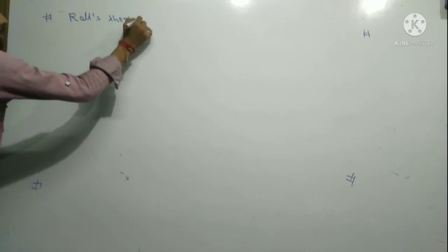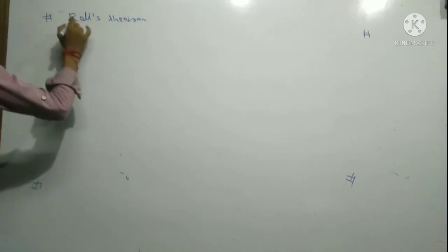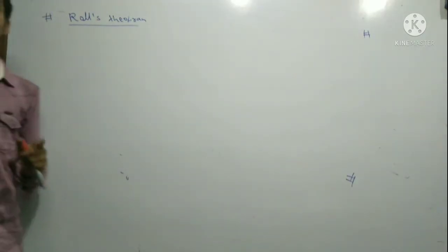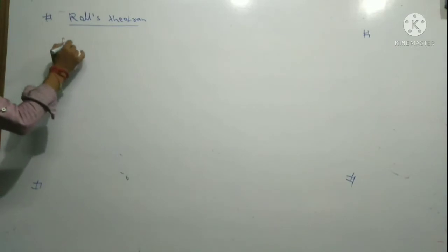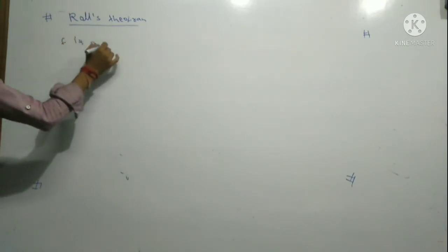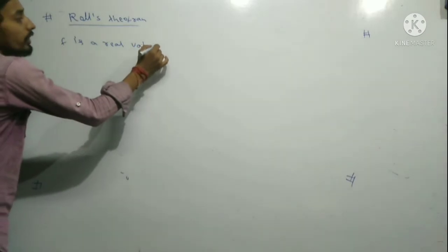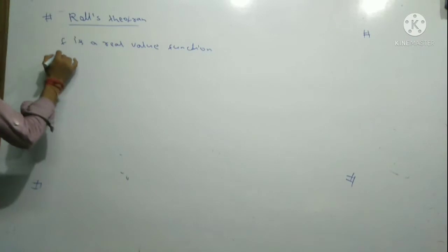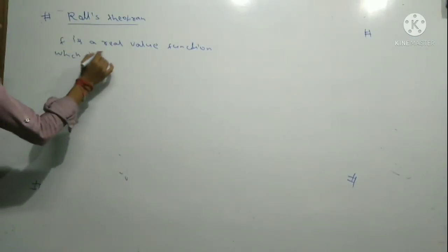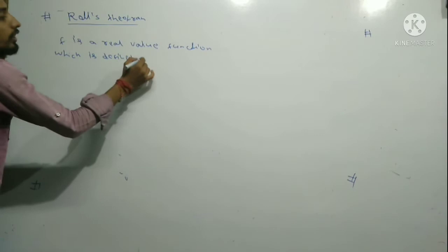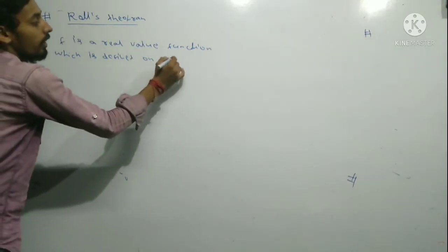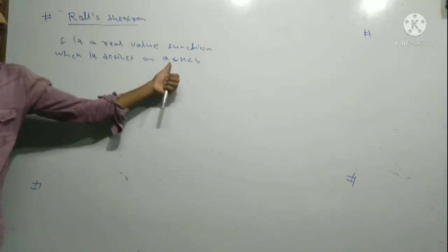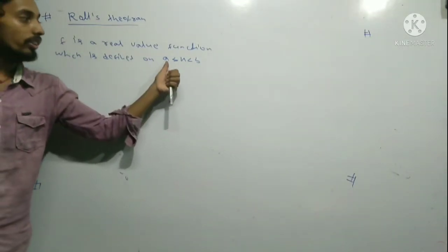Rolle's theorem. In Rolle's theorem, we consider one function. If f is a real valued function, defined on the closed interval a to b. What do you mean by that? It means the closed interval a to b.